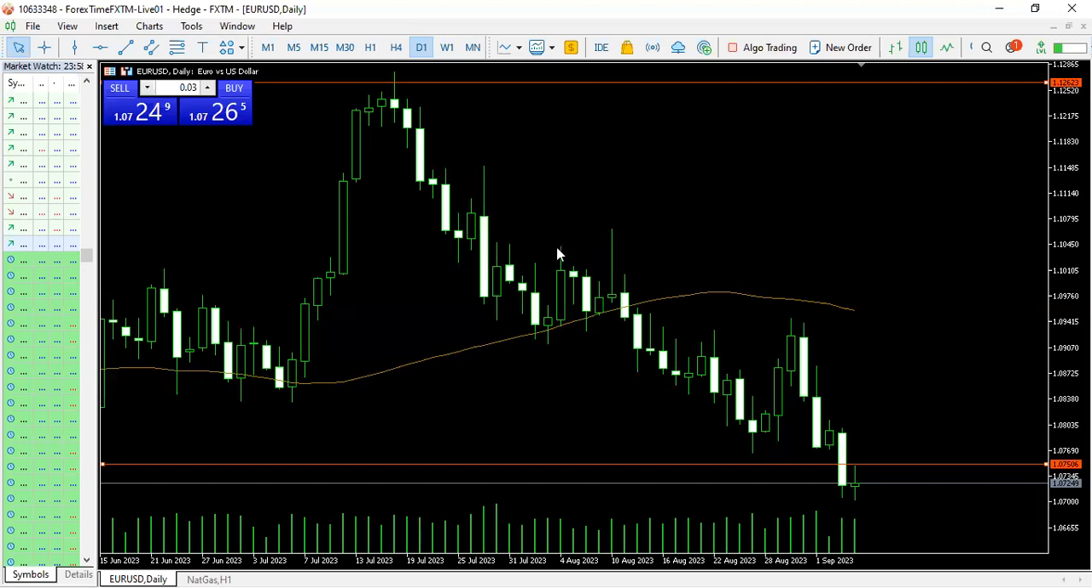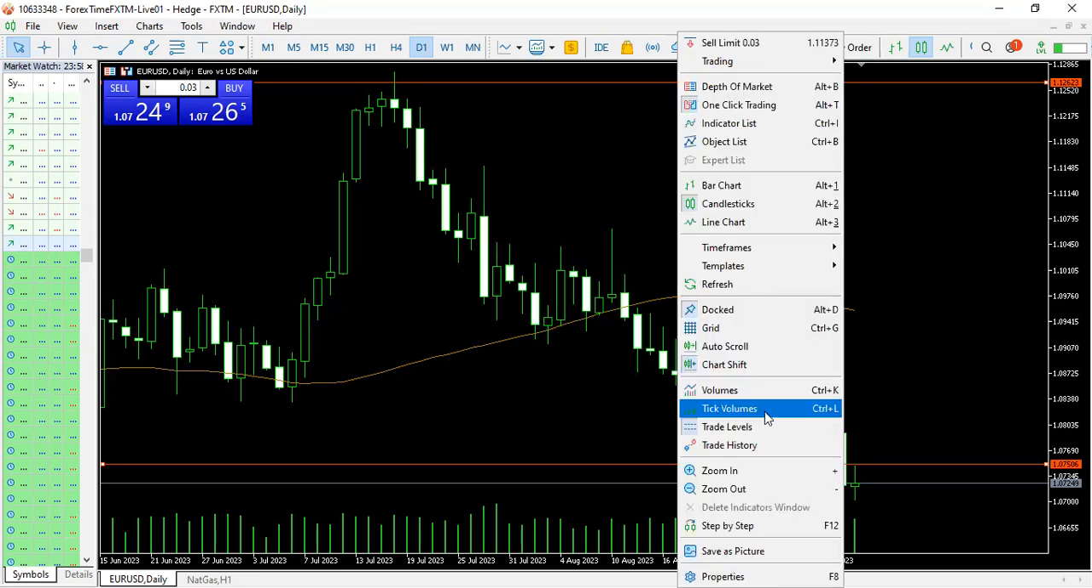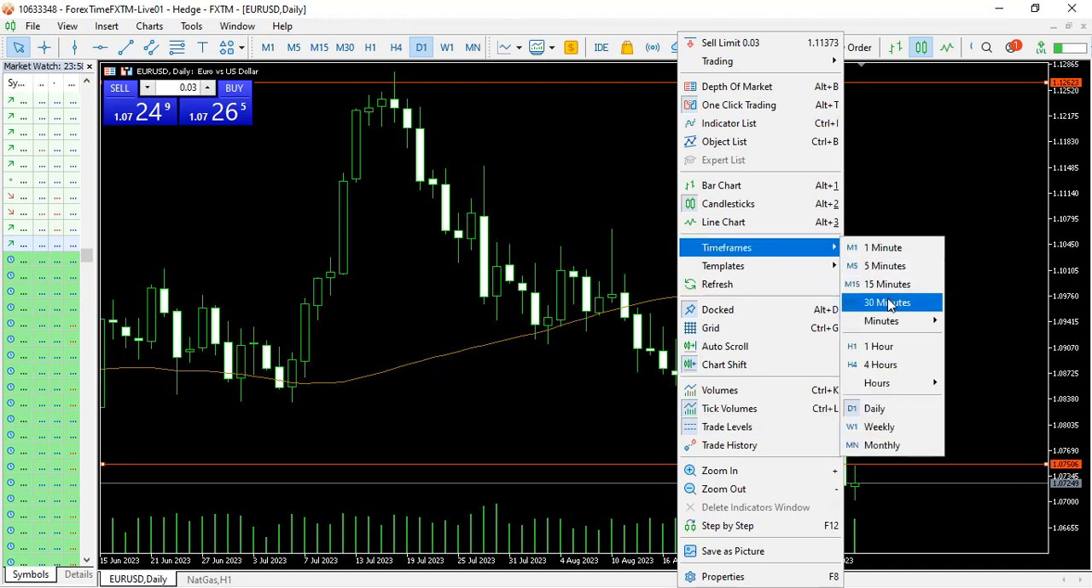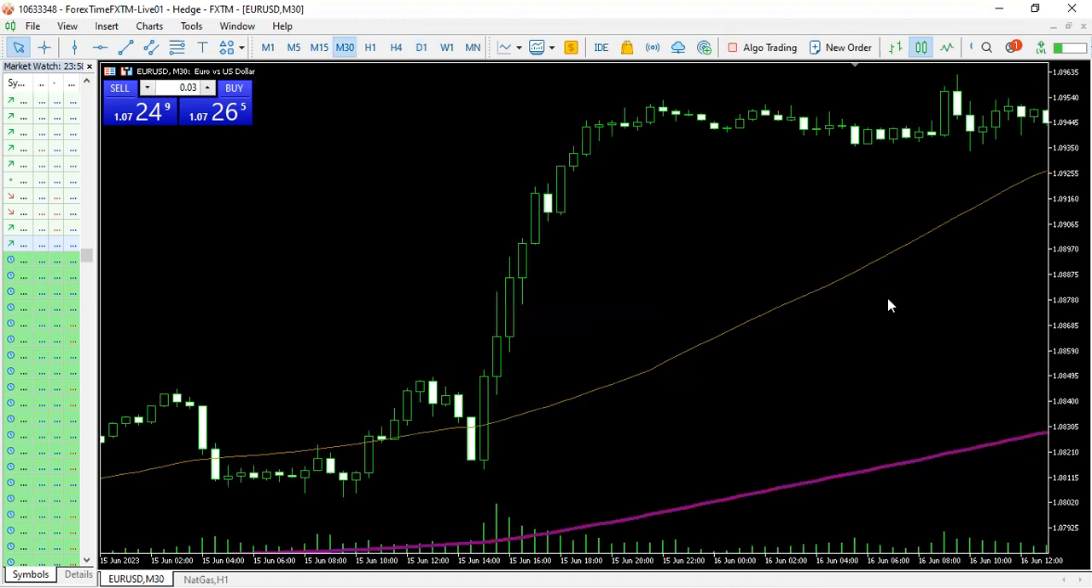So this is Euro USD. Like I said, these candles, this is a daily time frame. I can change the time frame. Let me change it to 30 minutes. I hope I'm not taking so much of our time.